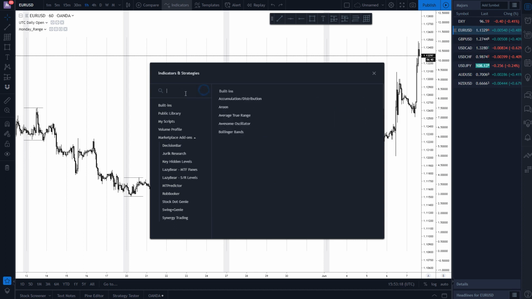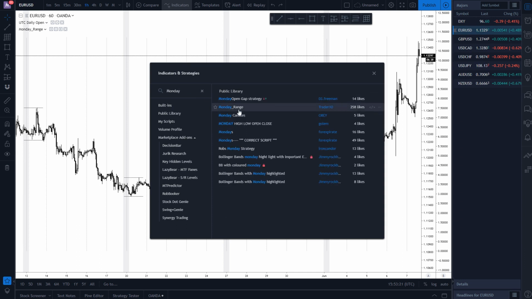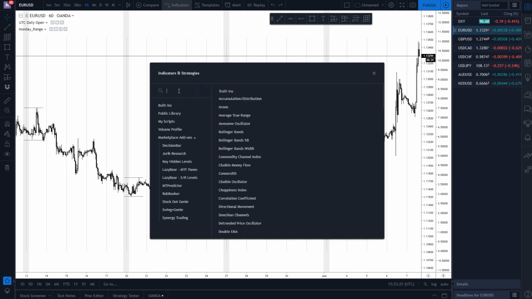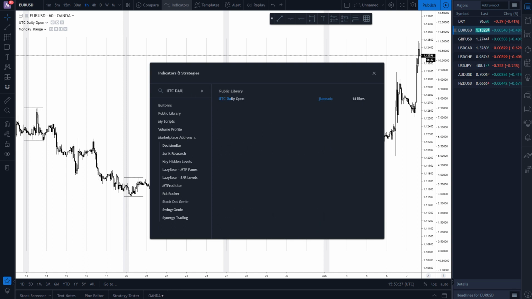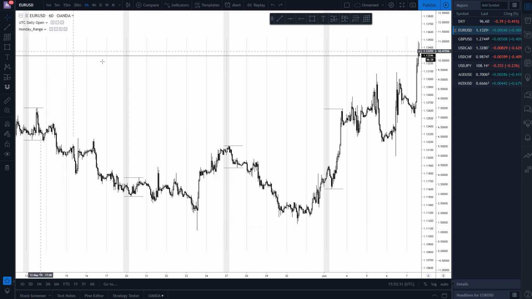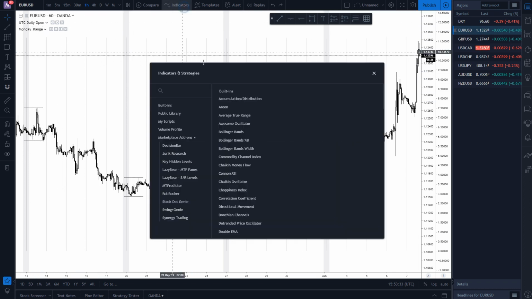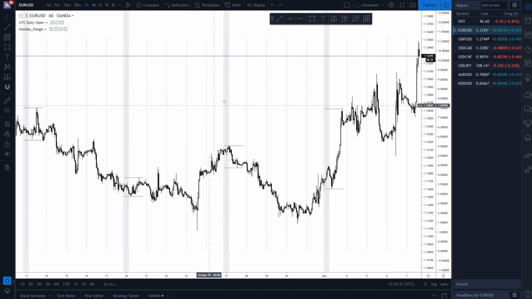The first one is called the Monday Range. This is by the trader XO, and the second one is called the UTC Daily Open by J. Conrad C. You will find both of these in the indicator section, in the public section. This will just find your levels better, so you don't really have to bother with them too much.